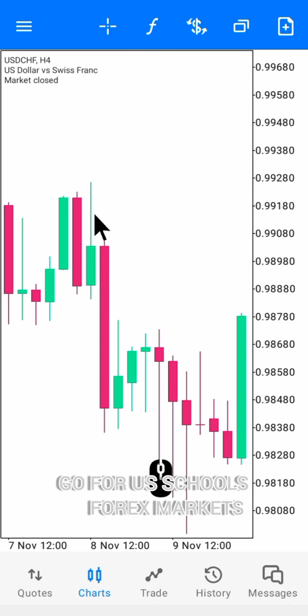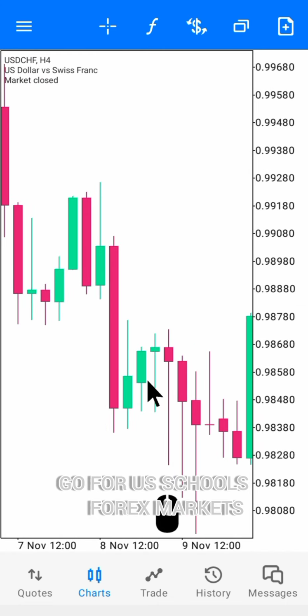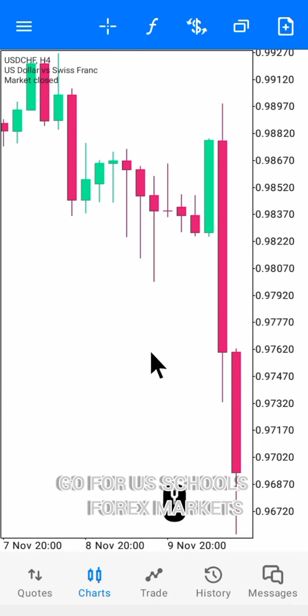So this is the body. This thin line is called the wick, or the shadow. Most of the candles you're going to see make these shadows or wicks. What does the wick mean on the chart? Let me give you an example here. I'm on a chart of USD/CHF, US dollar against the Swiss franc. Then these are wicks here.